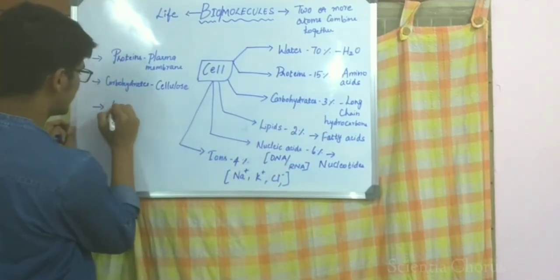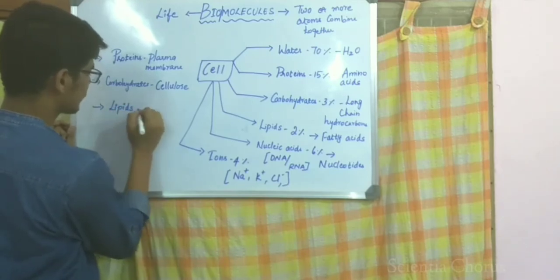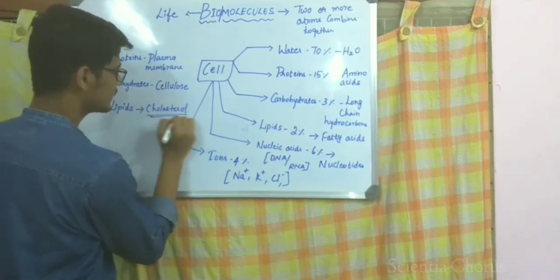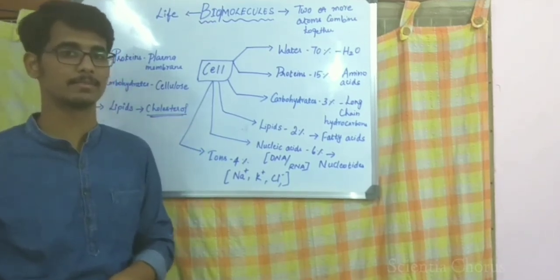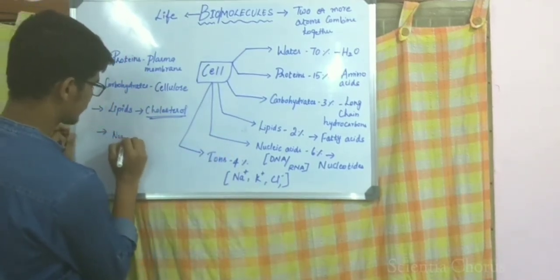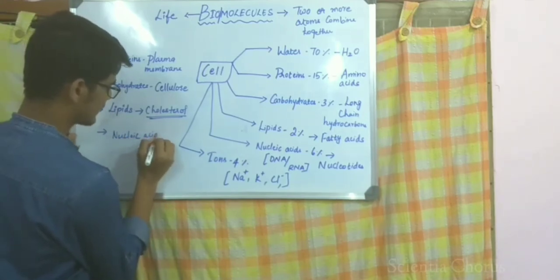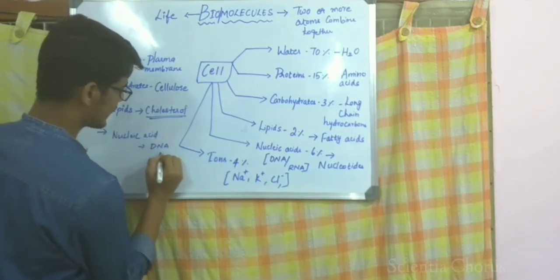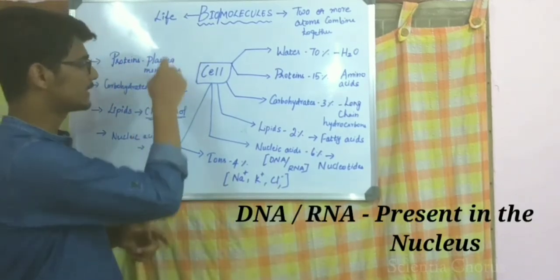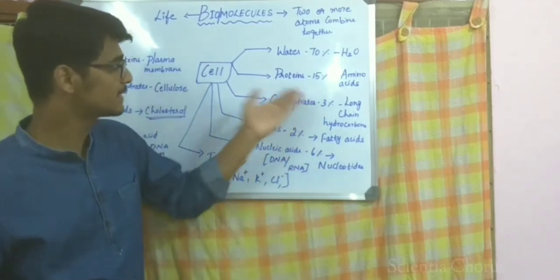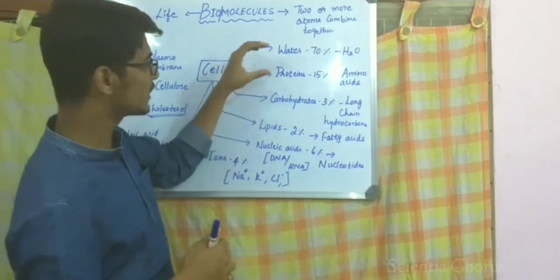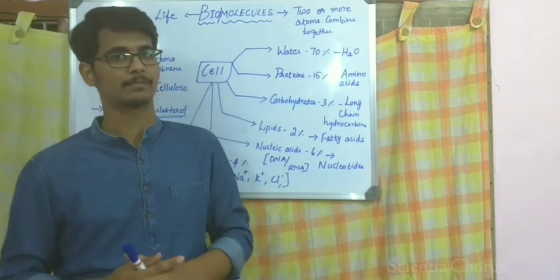And the next one will be lipids. You might have heard about cholesterol. This cholesterol which is present in the living organism is a lipid. And the next one is nucleic acid, which is in the DNA as well as the RNA. So these are the places where these biomolecules are present in a cell. In the upcoming videos, we are going to explore each and every biomolecule in detail. Thank you.